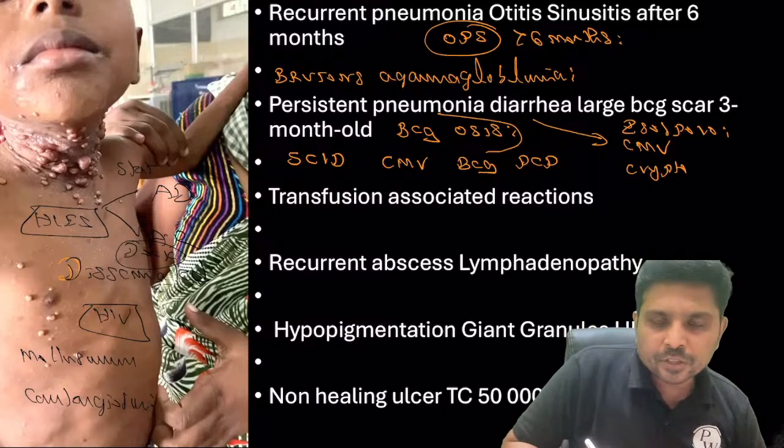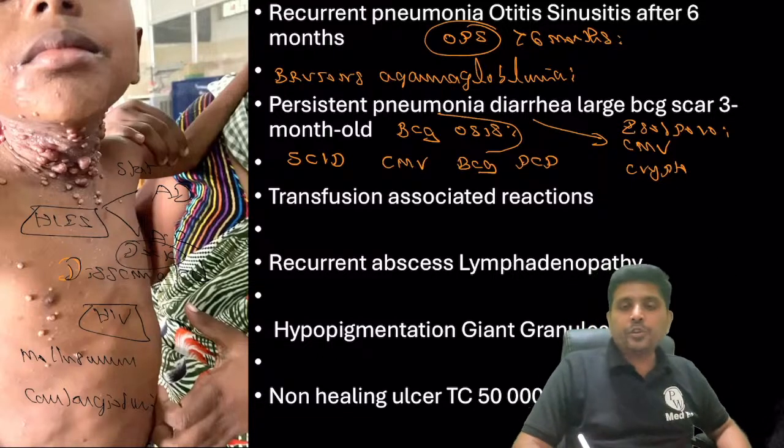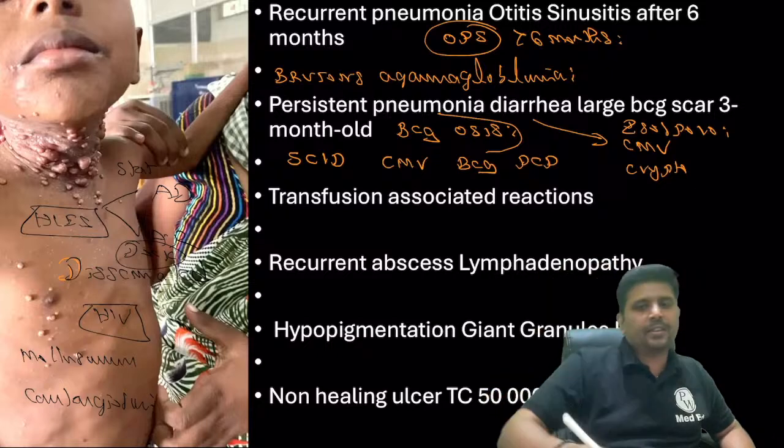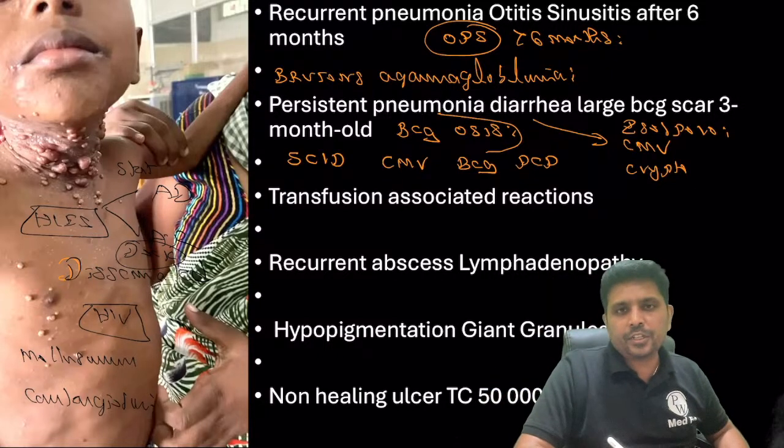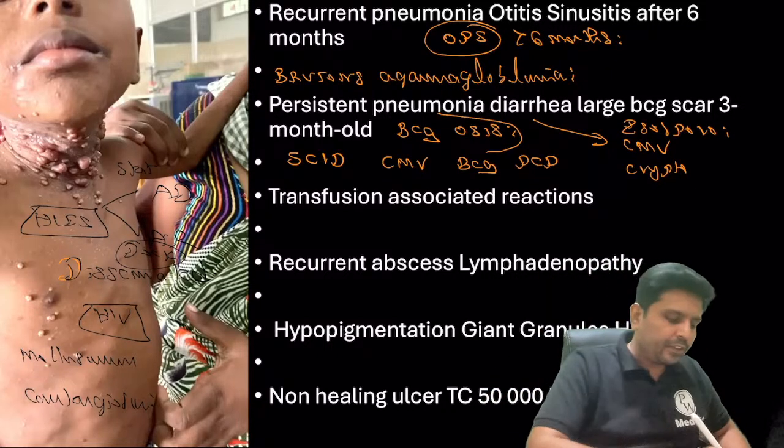So with these opportunistic infections and diarrhea, usually in an adult it is a T cell defect, that is HIV. In pediatrics it is severe combined immunodeficiency.